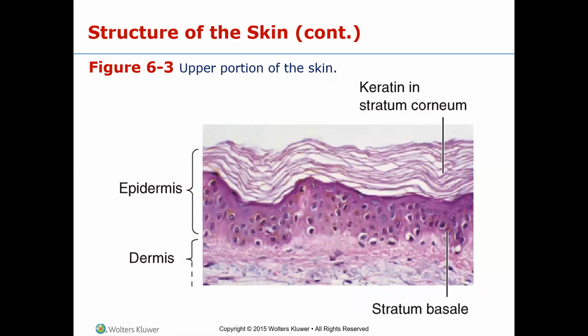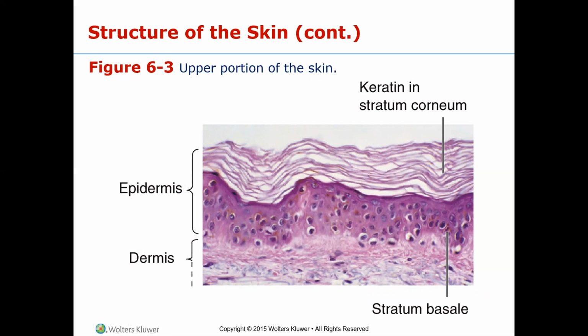Now the upper portion of the epidermis is known as the stratum corneum. It is highly keratinized. Keratin is a protein that allows for thickening of the skin and protection.